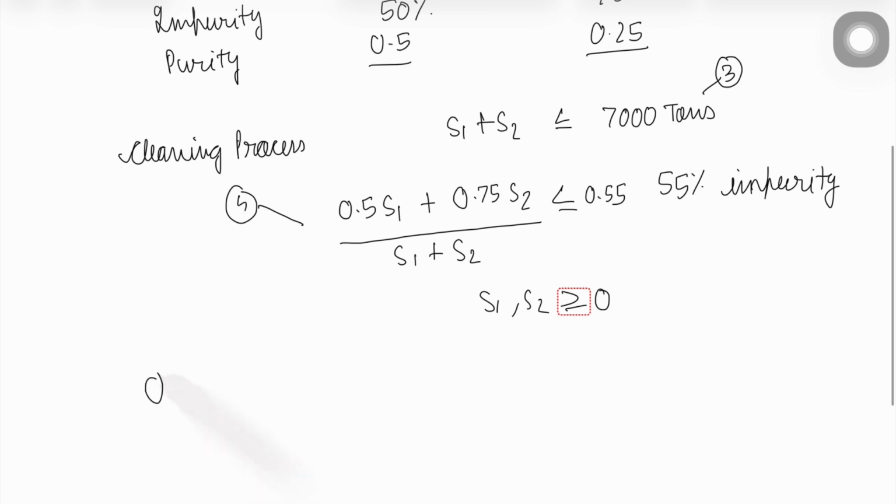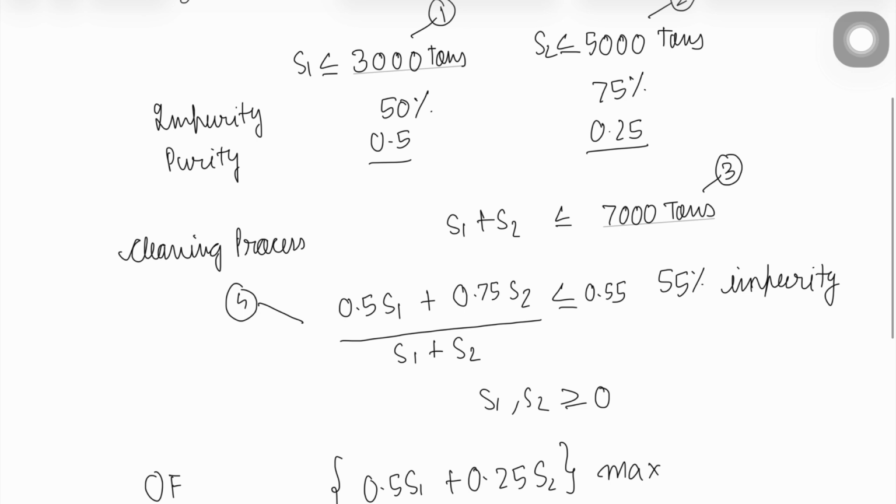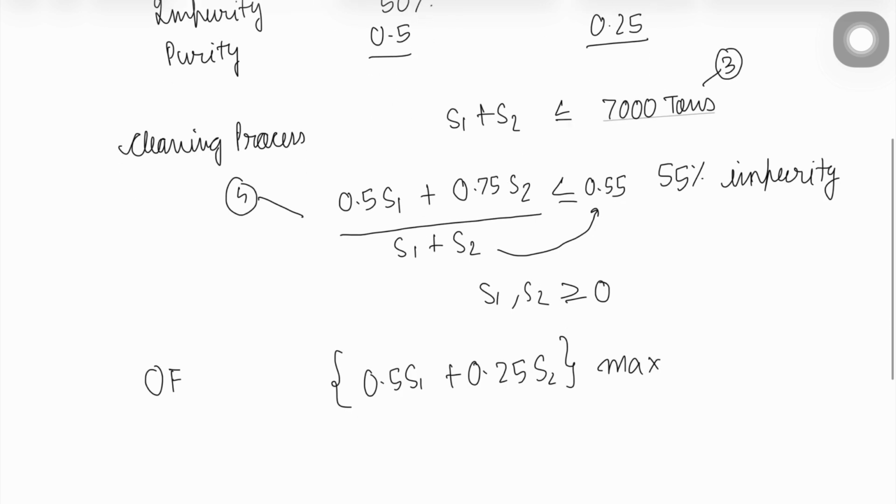And now talking about the objective function. We want to maximize the amount of purity from these two shafts. So 0.5 S1 plus 0.25 S2, we need to maximize this. Now all these equations we can easily solve in Excel. Regarding this, as I told you in my previous video, you can simply transfer these to this side and then you can solve it.